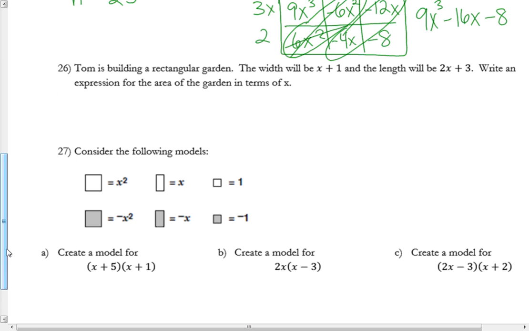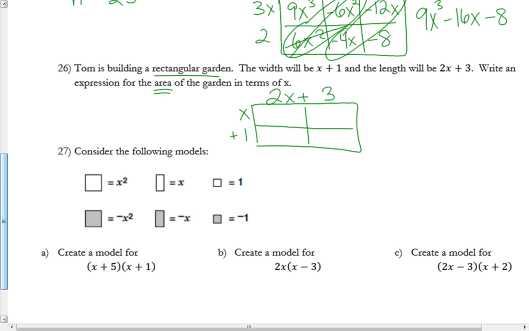26, Tom's building a rectangular garden, so it's going to look something like a rectangle. The width will be x plus 1, and the length will be 2x plus 3. We're looking for the area. Area, we do length times width, so it's a simple multiplication problem. First thing we're multiplying is x plus 1. The second is 2x plus 3. So it looks just like our area models from the earlier questions, just in word problem form. The area should look like that. So when we put it all together, we get 2x squared plus 5x plus 3.